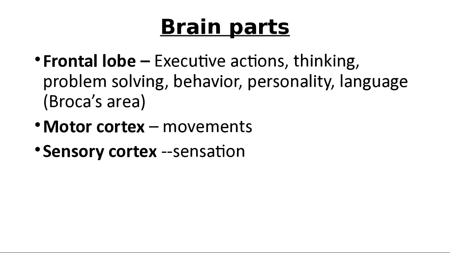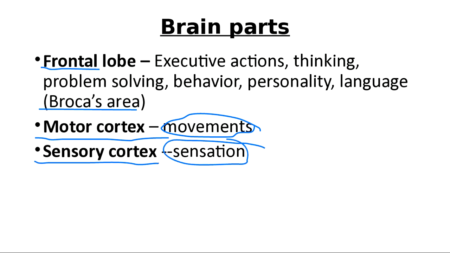Parts of the brain, we'll just have a few in this review. The frontal lobe is for executive actions, thinking, problem solving, behavior, personality, language. The Broca's area is in the frontal lobe. Also, our motor cortex is for movements, and that is just anterior to the central sulcus. Sensory is just posterior to the central sulcus, and that is for sensation.